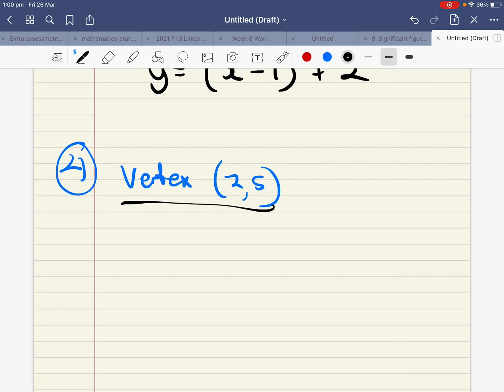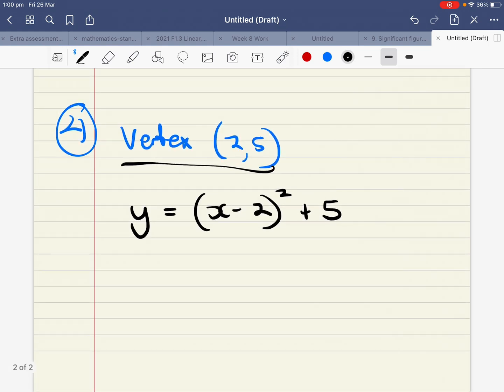Okay, so if we were given the vertex as being (2, 5), then we can sub it in like that, assuming it's a monic. It will be (x minus 2) squared plus 5. So that's just an introduction into finding the equation of a quadratic given either its x-intercepts or the vertex.